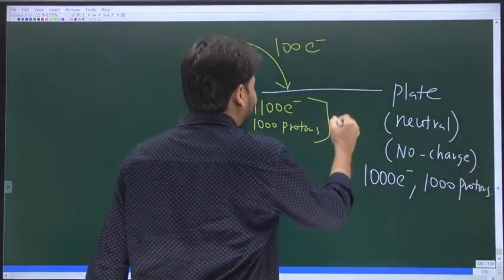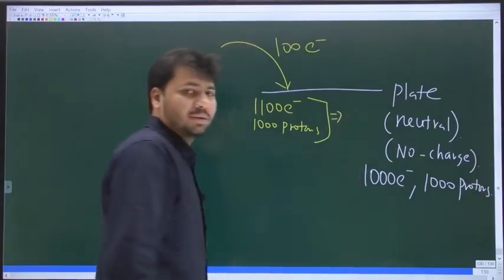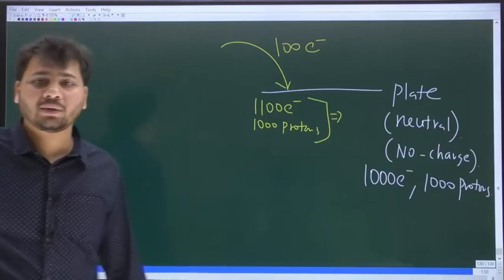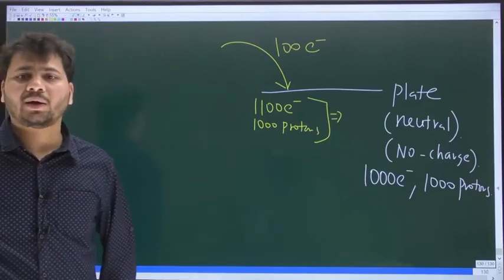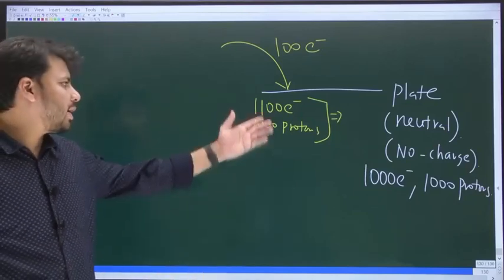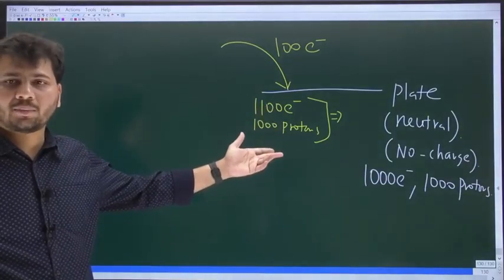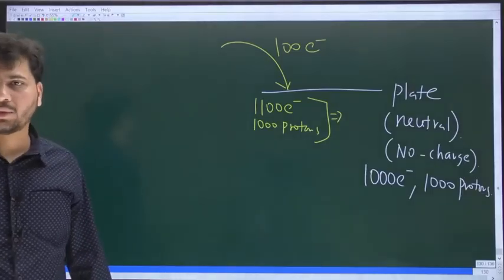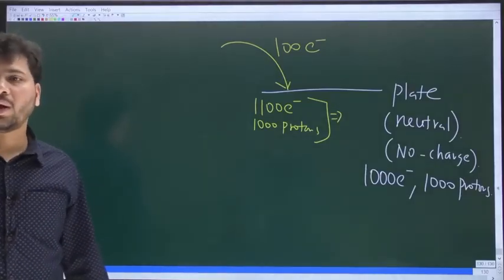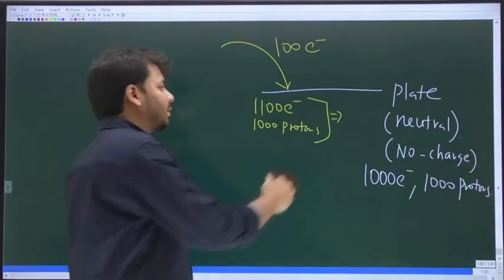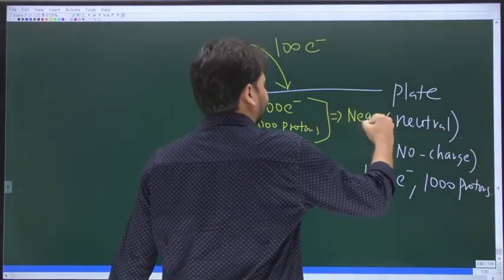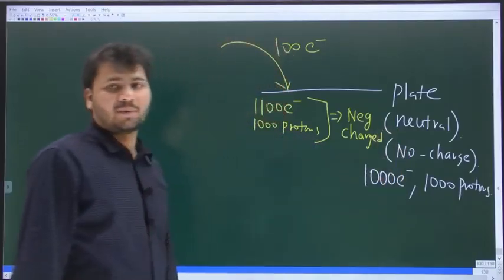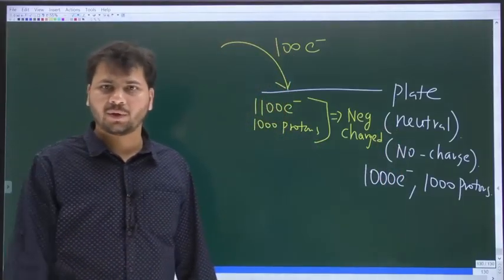Now does it not mean the plate will be positively charged or negatively charged? Please comment. After adding 100 electrons, will it not become negatively charged? Because with 1100 electrons and 1000 protons, the number of negative charges is more than the number of positive charges. So the plate will have a net negative charge. So this means the plate will become negatively charged. I hope it is clear.